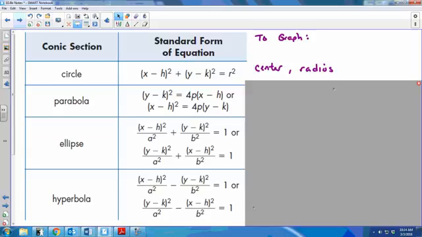And you can use the red sheet, but the red sheet doesn't tell you how to graph everything. It gives you the equations. So that's about it. Questions about circles?